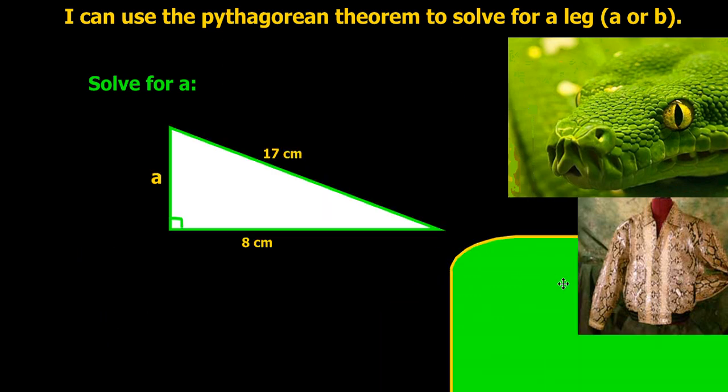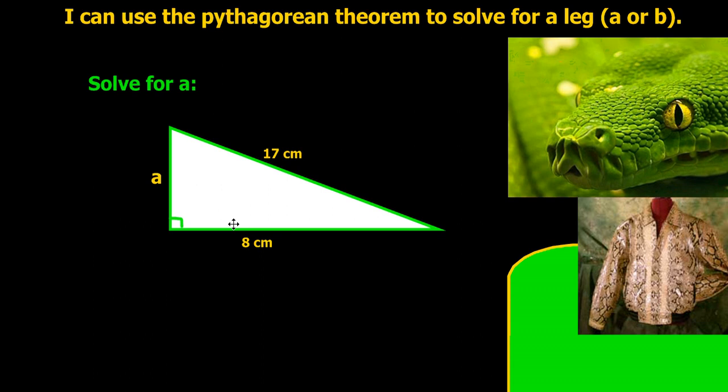Here we go. If we have a right triangle with legs of 8 centimeters, an unknown, and 17 centimeters, we're going to solve for A. In order to do that, we're going to use the Pythagorean theorem. Pete, do you remember what the Pythagorean theorem is? A squared plus B squared. And my favorite, C squared.